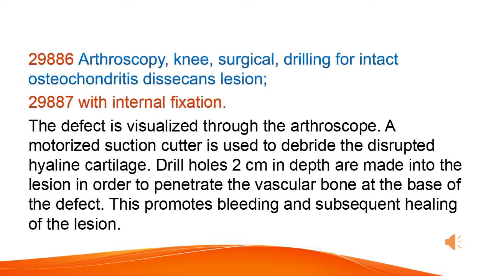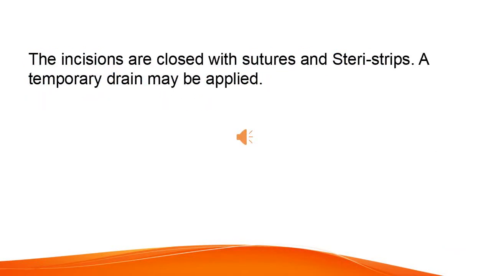Arthroscopy, knee, surgical, drilling for intact osteochondritis dissecans lesion. With internal fixation. The defect is visualized through the arthroscope. A motorized suction cutter is used to debride the disrupted hyaline cartilage. Drill holes 2 cm in depth are made into the lesion in order to penetrate the vascular bone at the base of the defect. This promotes bleeding and subsequent healing of the lesion. The incisions are closed with sutures and strips. A temporary drain may be applied.